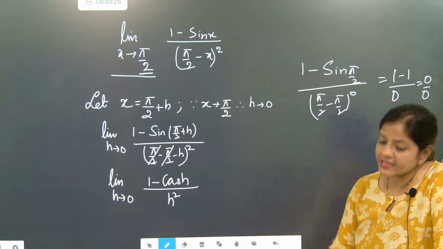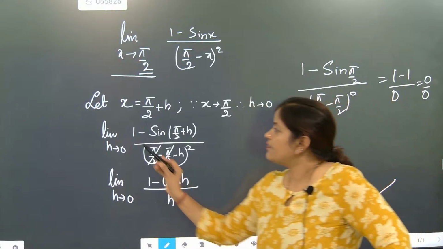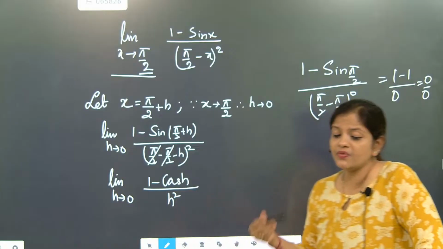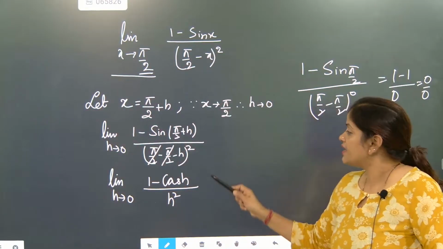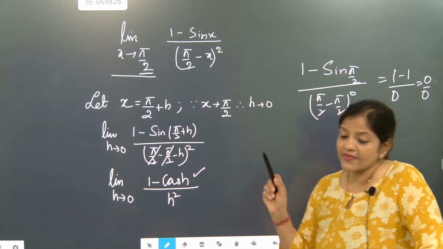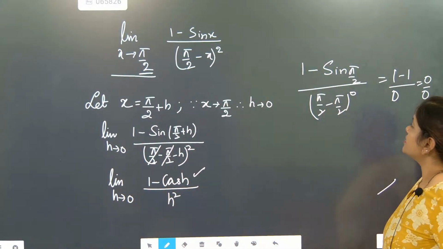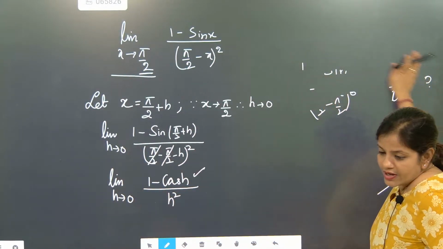So what is the next strategy we are going to use? We will take pi by 2 plus h. And the moment we have taken pi by 2 plus h, it got converted into cos h. And then only we have the formula. And what is the formula? 1 minus cos h formula. So now, beta, the 1 minus cos h formula.